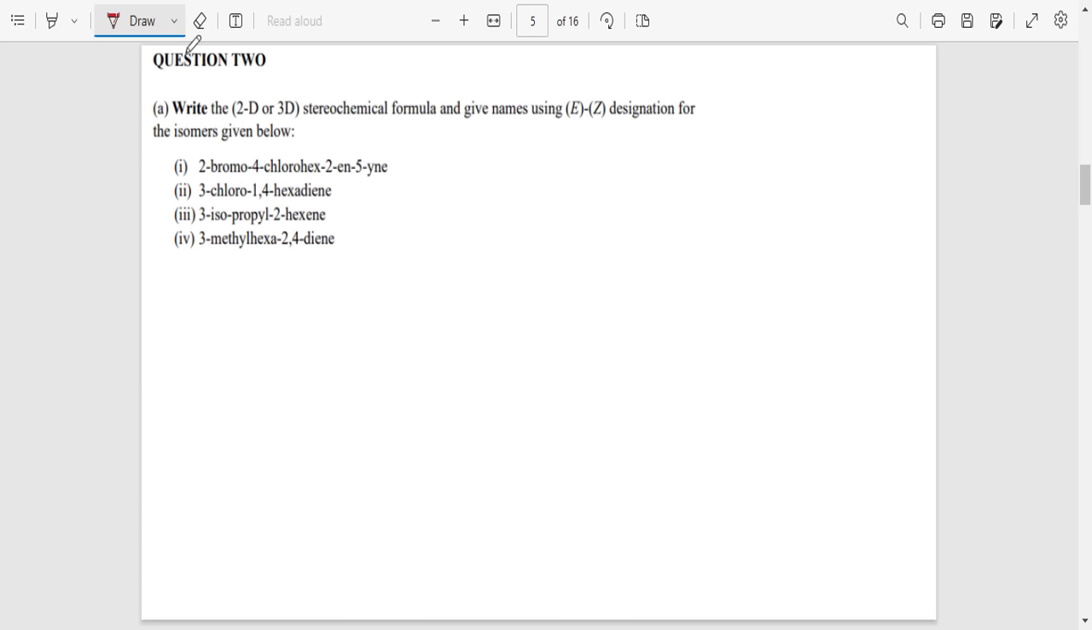Question number 2. Write the 2D or 3D stereochemical formula and give names using EZ designation for the isomers given below. We have got 2-bromo-4-chloro-hex-2-en-5-yne. So just writing the formula of this one, what is important is the hex. What can we tell from that? Hex means we have got 6 carbons. So carbon number 1, number 2, number 3, number 4, number 5, and number 6.